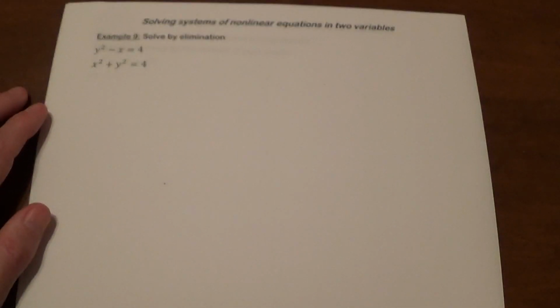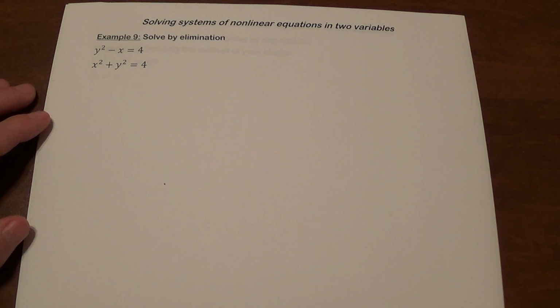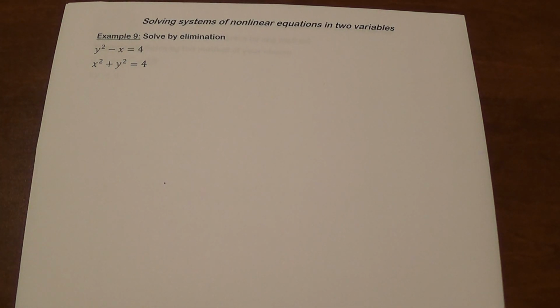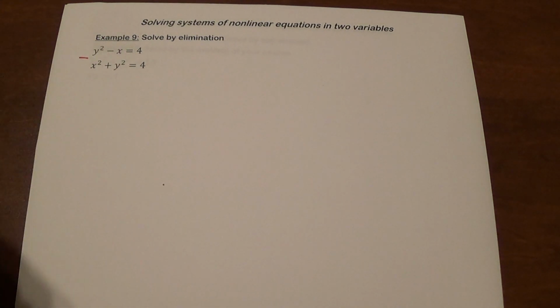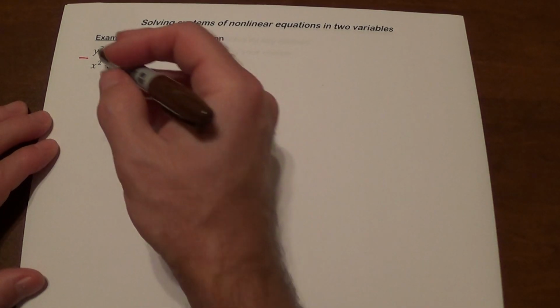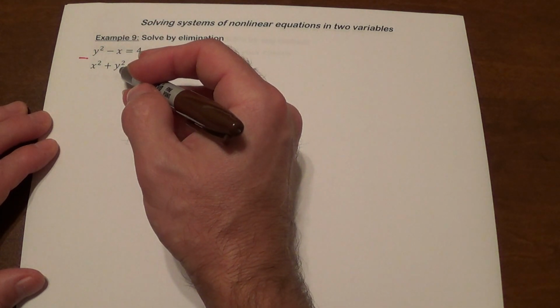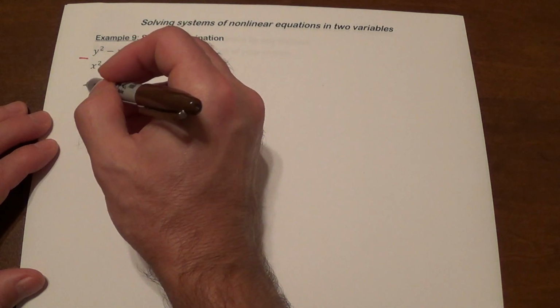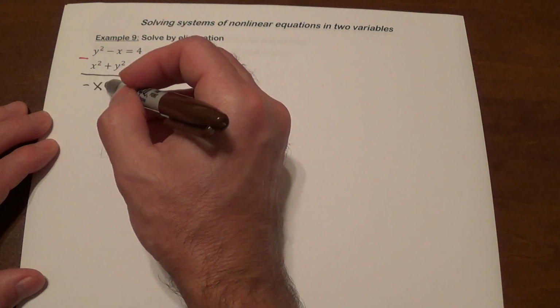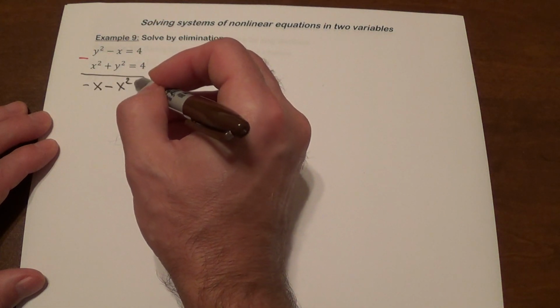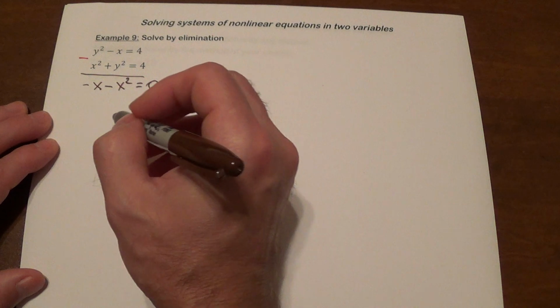Next problem. So we got y squared minus x equals 4 and x squared plus y squared equals 4 also. So what we're going to do here, we are going to subtract these two equations because this will allow us to eliminate y squared. I know it's not precisely in the same form, but you can make this happen. It's actually pretty easy. So we're going to have y squared minus y squared, which is going to cancel. And then here we're going to have negative x minus x squared equals 4 minus 4 gives us 0.